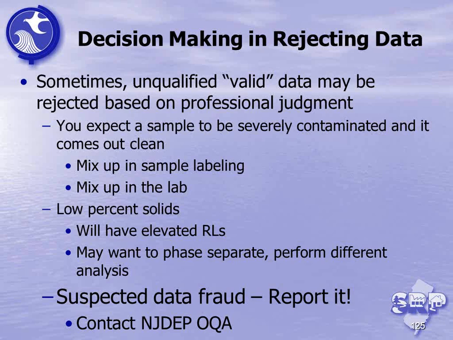Check those things out. If you have low percent solids, sometimes you're going to have elevated reporting limits. If the percent solids are so low, 50%, 60%, you might want to have the lab, or you do some kind of phase separation so you can analyze the aliquots separately. So you get better reporting limits, you get better data.